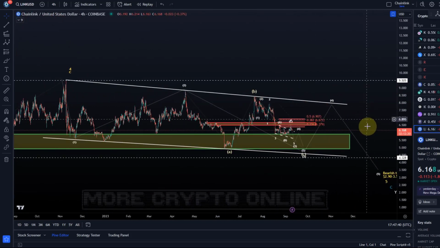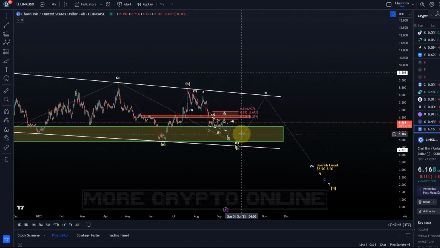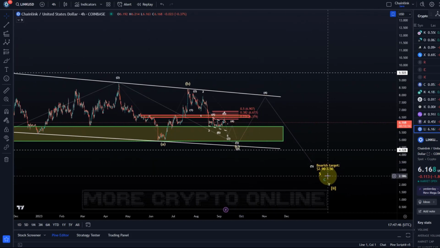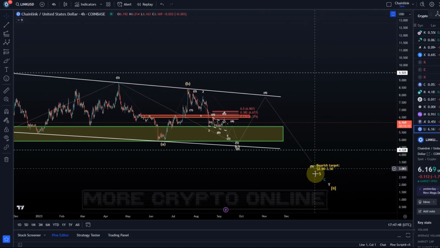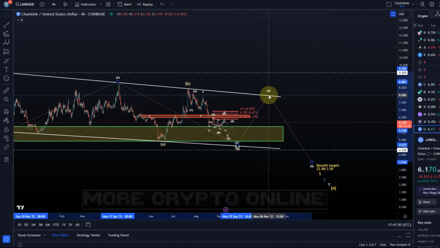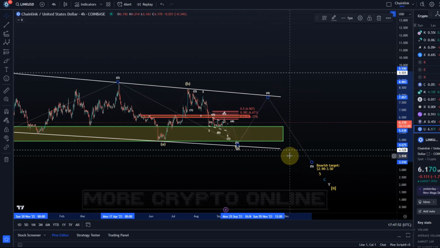So we need to remain patient. At the current time, I do expect another bear market low around $2.90 to $3.50. That might change a little bit depending on how high this wave 4 eventually goes, but we haven't probably started the wave 4 yet. So that's my update about Link.